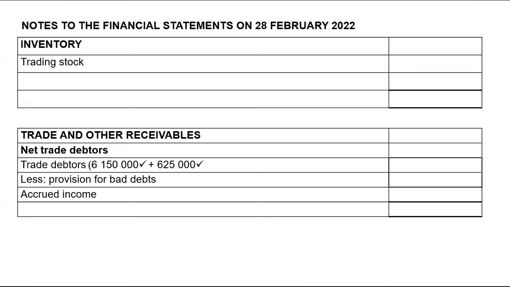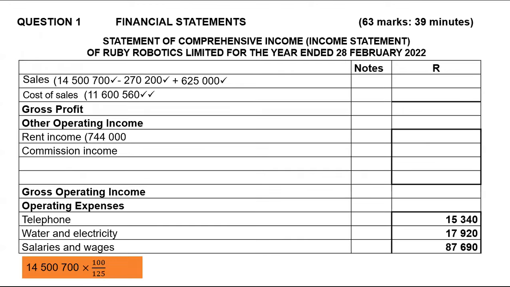What's going to happen to cost of sales? Whenever we sell, cost of sales will increase. So that's how I calculated cost of sales. I took 625,000 times 100 divided by 125. It gave me cost of sales of 500,000. So cost of sales have increased. The last account, you are going to reduce trading stock.